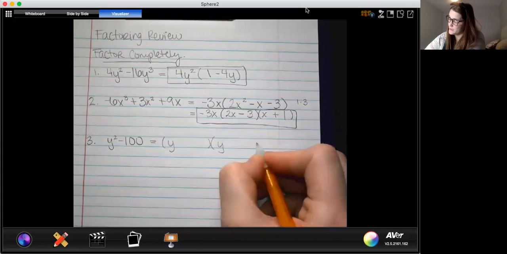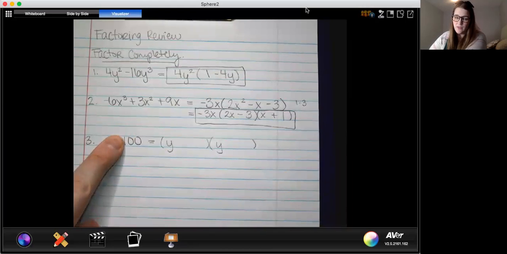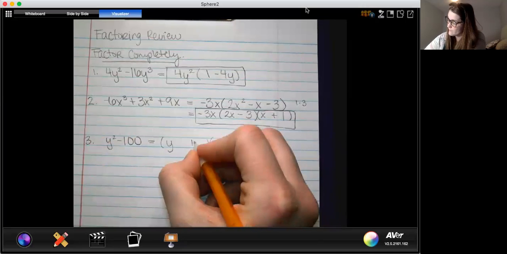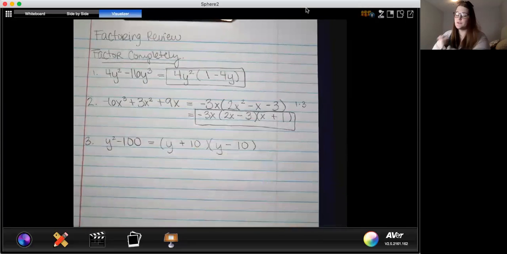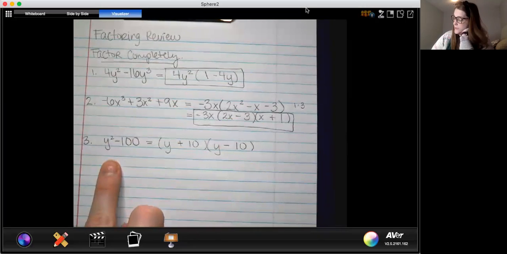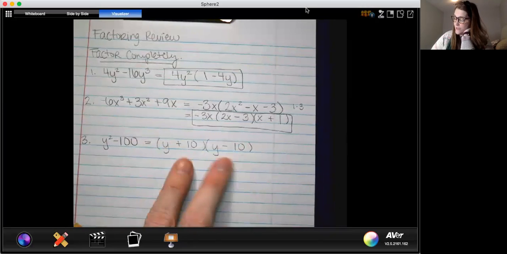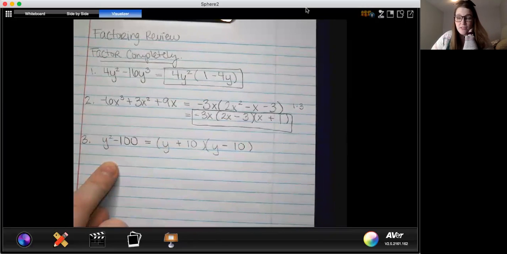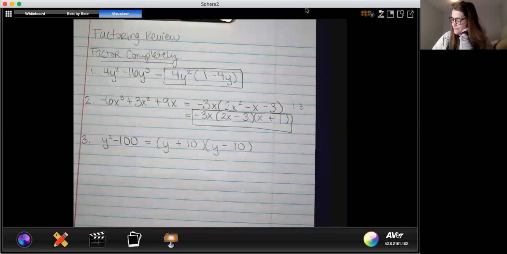And you split it between two binomials. Then you take the square root of the number, not with the negative sign. So square root of 100 is 10. And then you need a positive version and a negative version. And let's double check and prove why that comes out that way. So y times y is y squared, but then you get negative 10y and positive 10y, which cancel out, leading to that middle term being gone. And then 10 times negative 10 is negative 100.